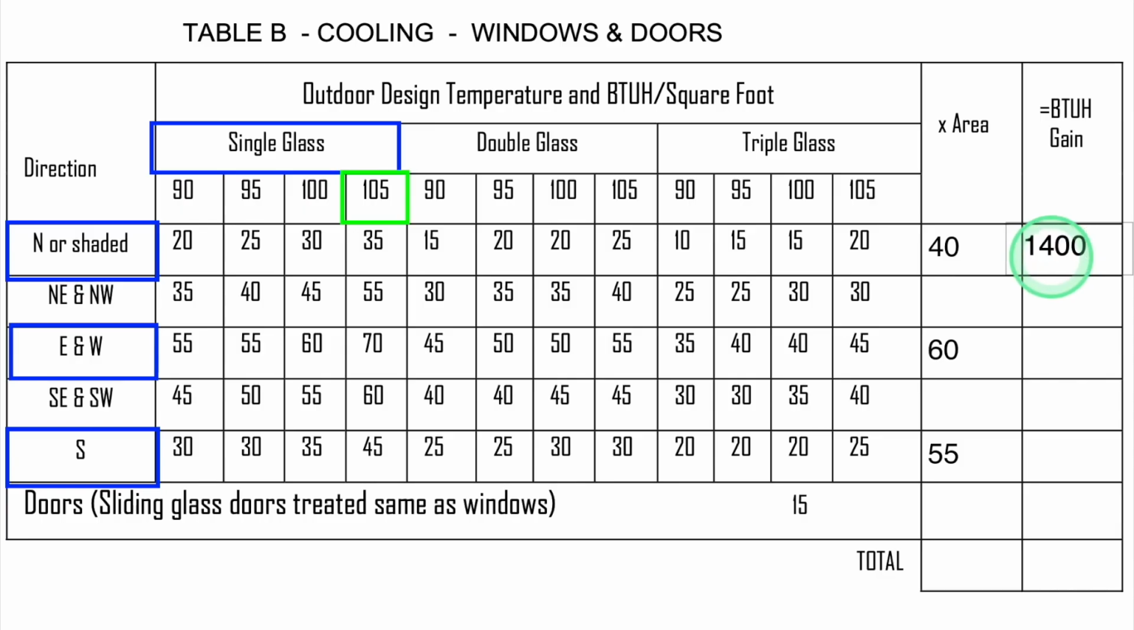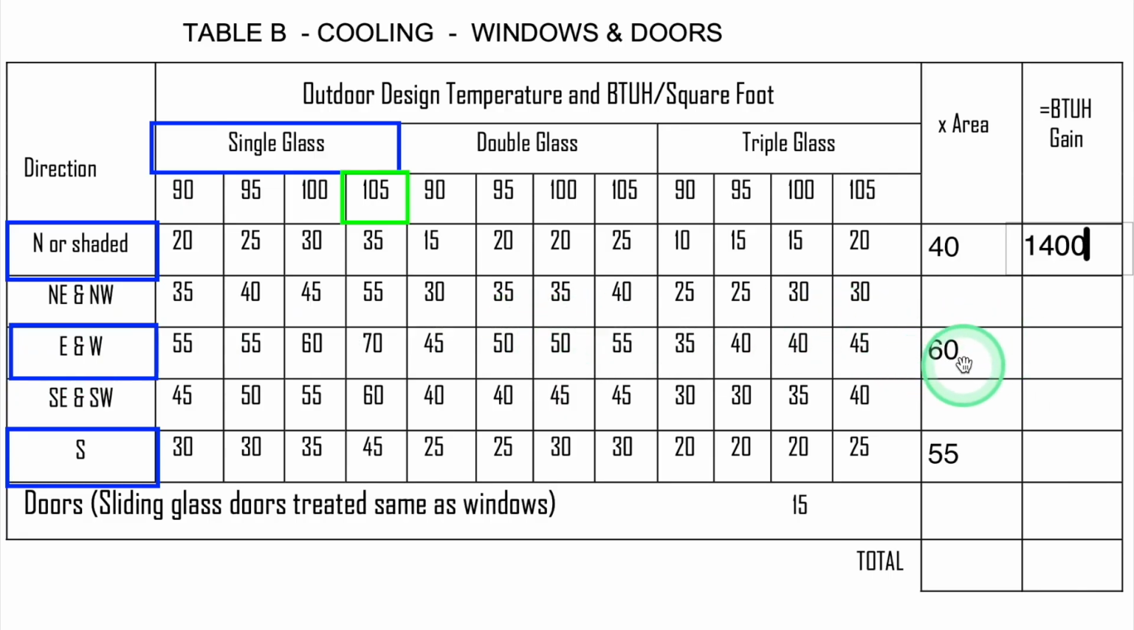So what we just did was we multiplied 35 by 40. This is our area of our windows, which gave us 1400 BTUs per hour of heat gain. So we're gaining 1400 BTUs of heat gain through just these north-facing windows. And our north-facing windows are in the shade. So let's see what happens when we go to the windows in the east and the west.